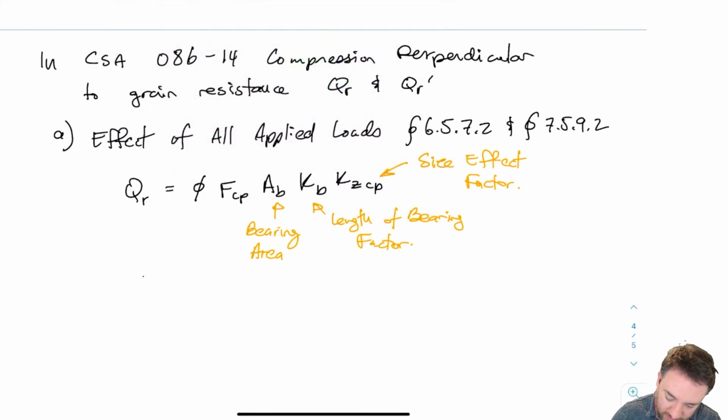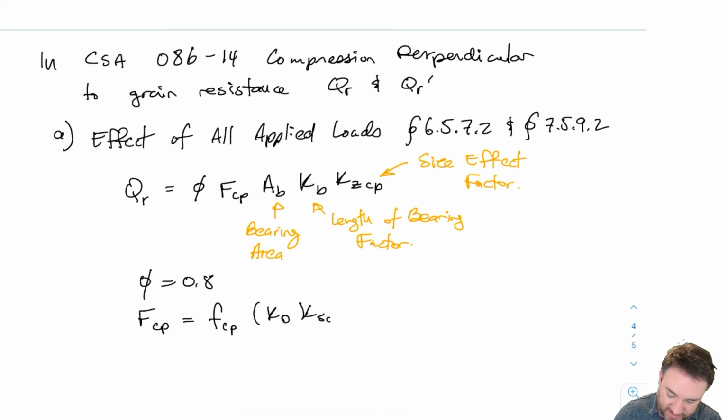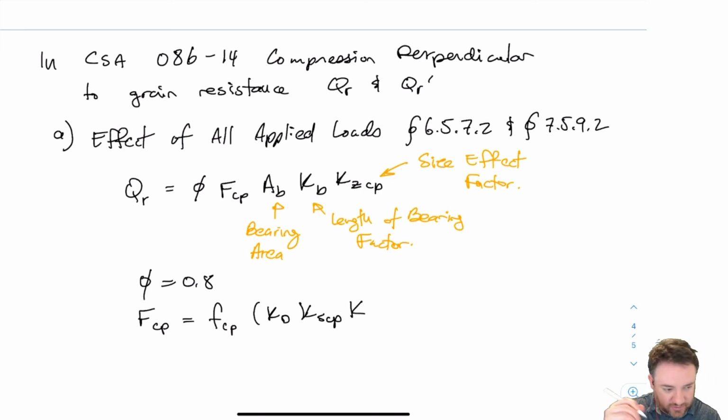So for bearing, my phi is 0.8, and my capital FCP, which we're used to seeing, is small FCP, KD, KSCP, which is my service condition factor for compression perpendicular, and KT. We're in a nightmare of indices here. Okay, so there's no KH factor, you'll notice here. Why? Because KH system effect relies on multiple members holding up the same load. And in bearing, by definition, we just have one member encountering one other member. So there's no need to have KH.